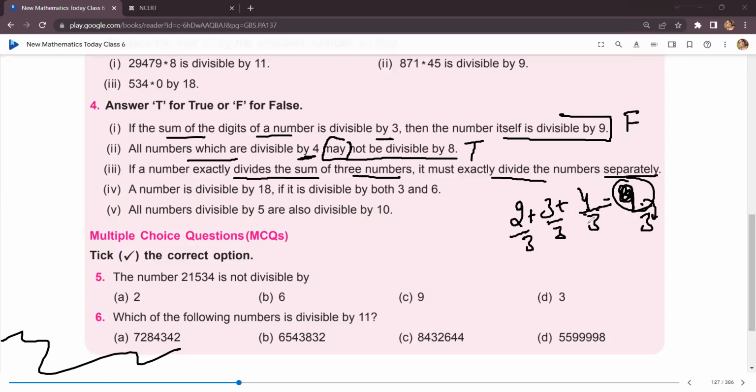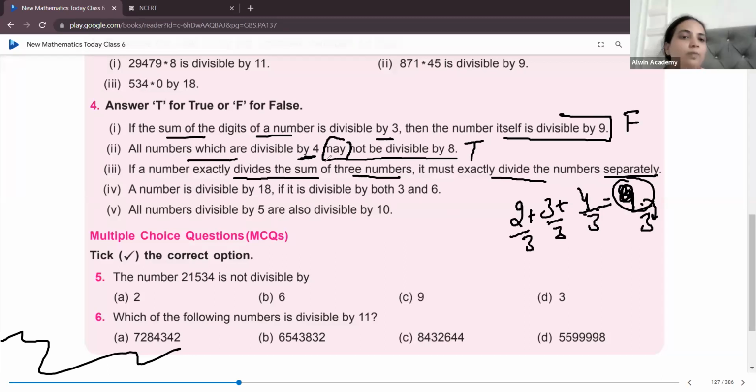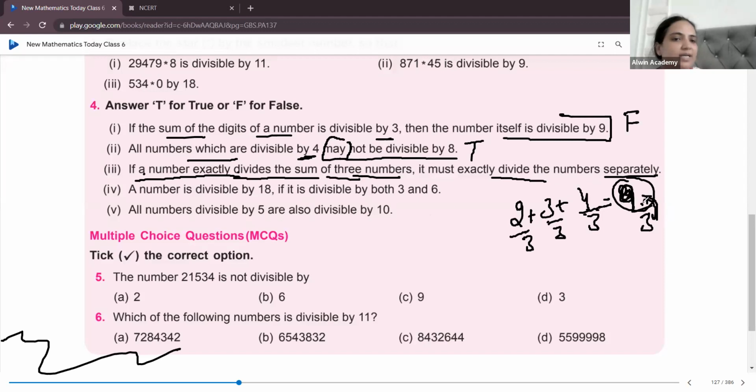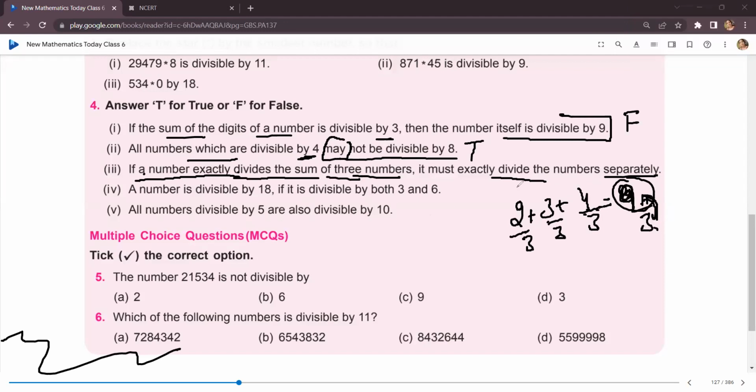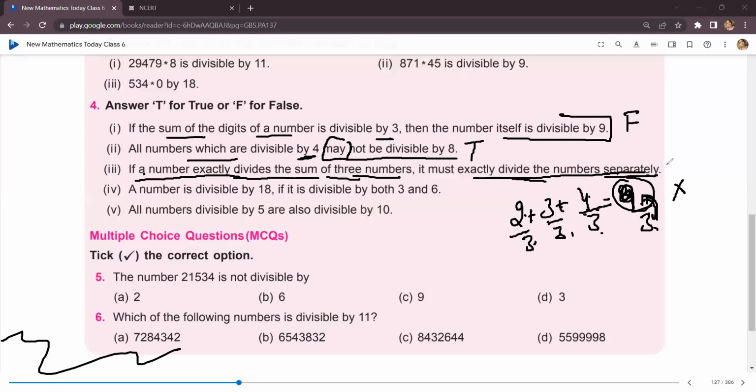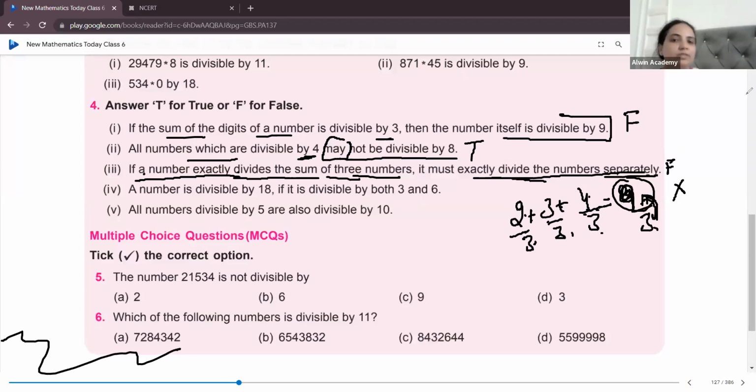No, ma'am. Not true. नहीं ना, यही तो था. दोबारा से पढ़ो फिलअप्स को. If a number exactly divides the sum of 3 numbers, जैसे ये sum of 3 numbers है 9, कोई एक number है which divides this, right? है ना? तो it must exactly divide the numbers separately. इसका मतलब 3 should be dividing 4 also, 3 should be dividing 3 also, 3 should be dividing 2 also, but that's not true, right? No, ma'am. That's not true. तो इसका मतलब the statement is false. Correct or not?